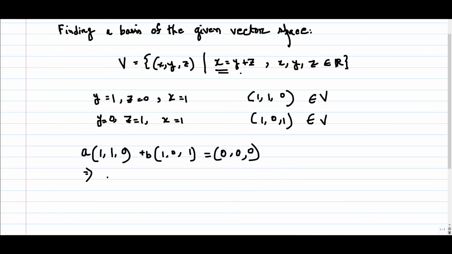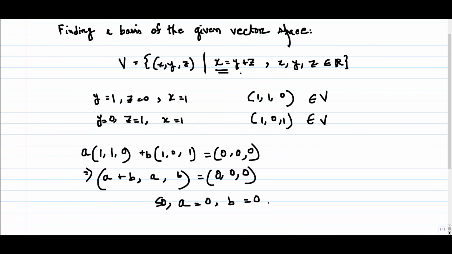What I am getting is (a plus b, a, b) equal to (0, 0, 0). So a is 0 and b is 0. We can conclude this if we equate these two vectors. The second coordinate gives us a equal to 0, and the third coordinate gives us b equal to 0, which obviously satisfies the first coordinate, a plus b equal to 0. So (0, 0) is the solution of this equation.